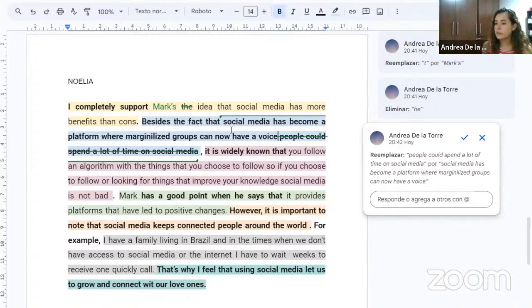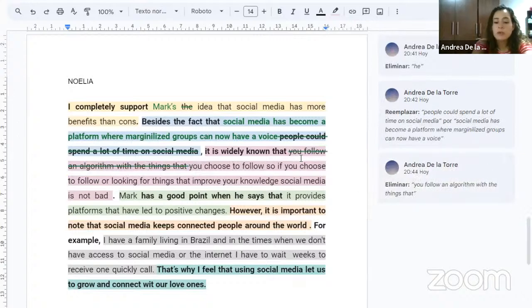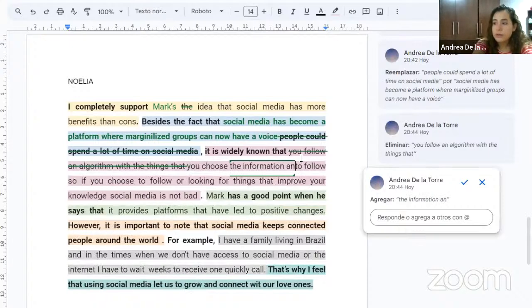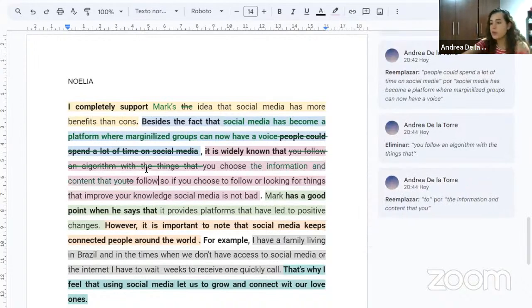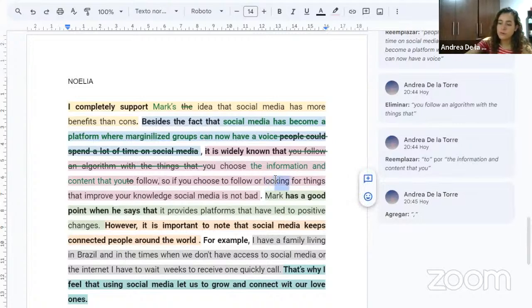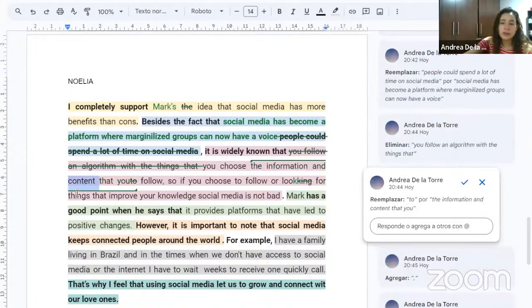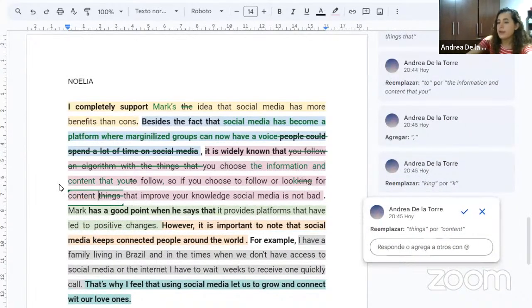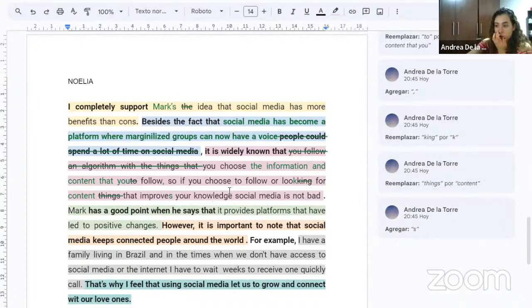So you can say it is widely known that you choose the information and content that you follow, right? Maybe you choose the information and content that you follow. So before the word so, when it's used as a connector, we have to use the comma. So if you choose to follow or look for things or content that improve your knowledge, maybe, I don't know, social media is not bad.